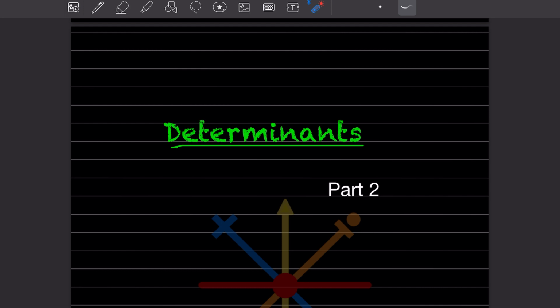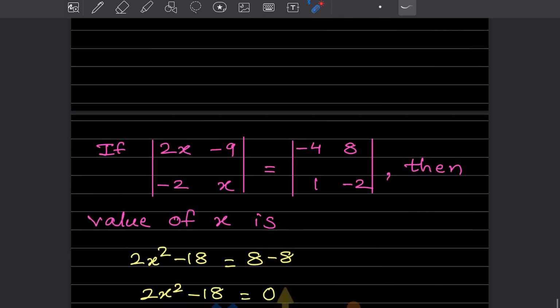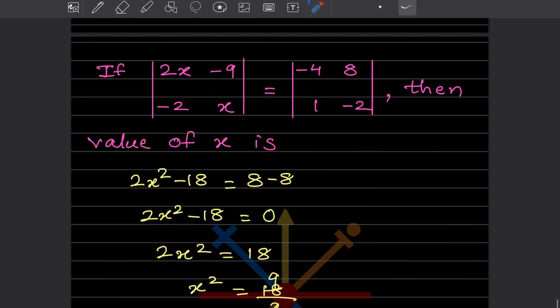So today we are going to see part 2 of the same chapter, which is called determinants. We are going to see the past year questions. We already did part 1 also. You can see the questions in that also. So now this is the question given.